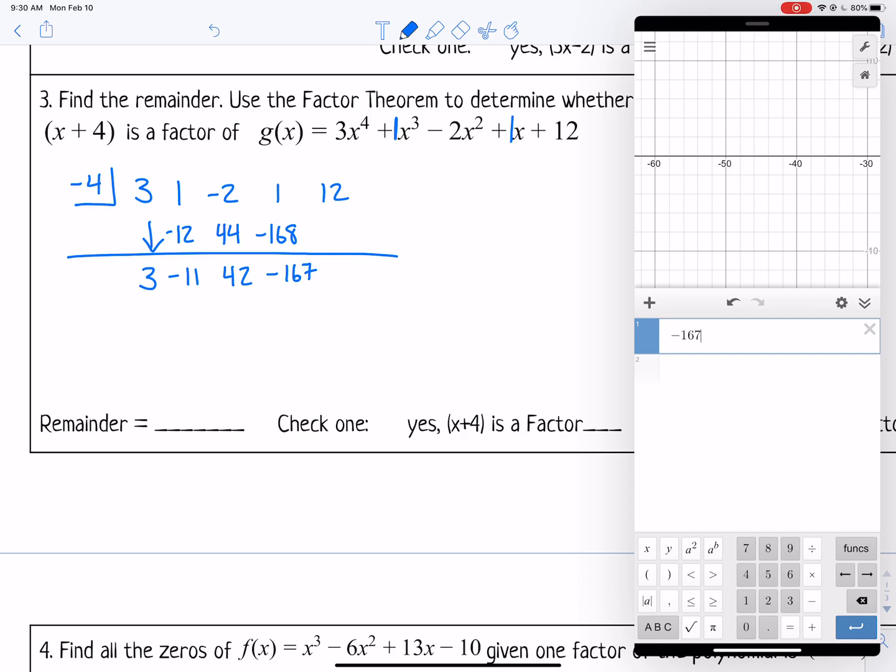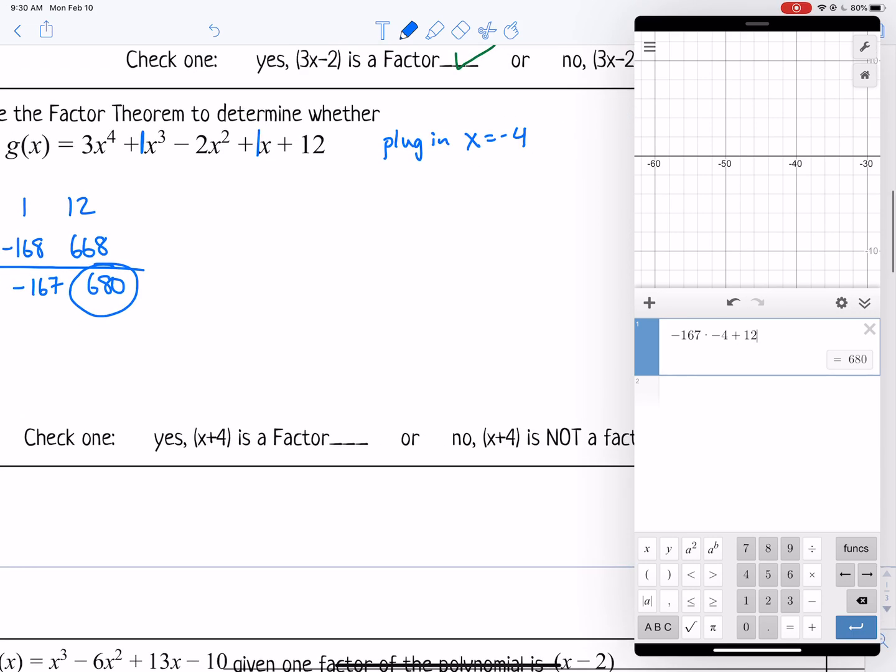This looks like we're not going to have a factor though, because these numbers are really big. So we get 668, and then you got to add 12. So that would be 680. Woo! So that would definitely not be a factor.